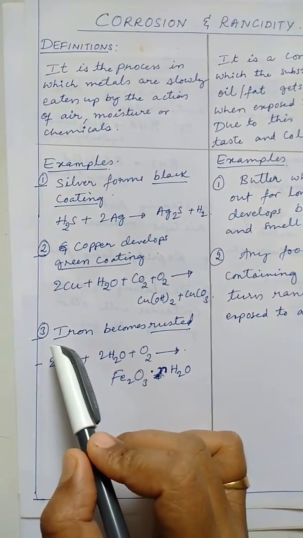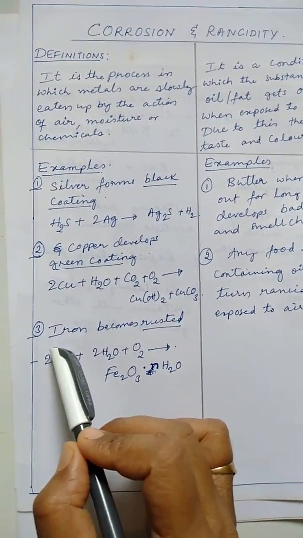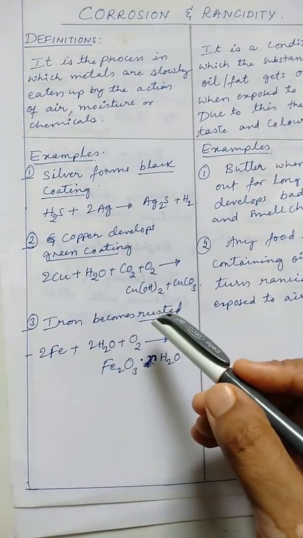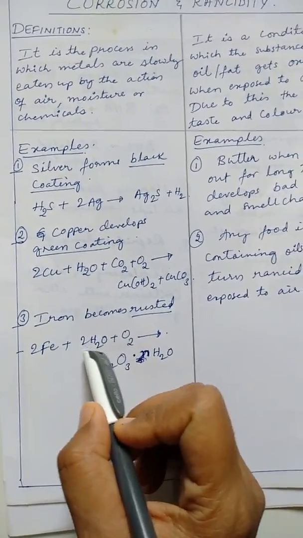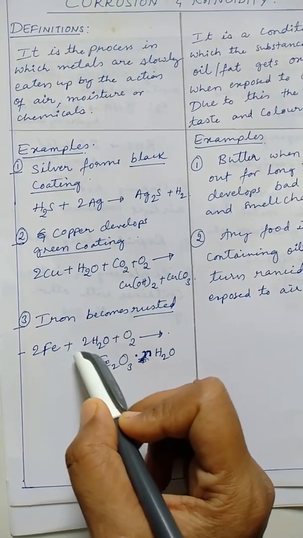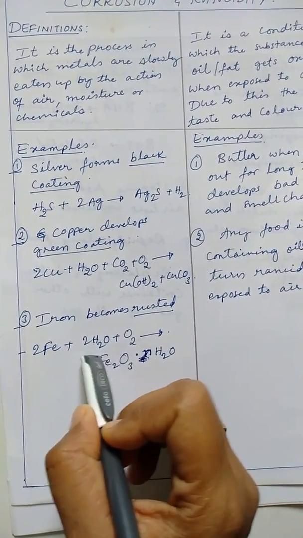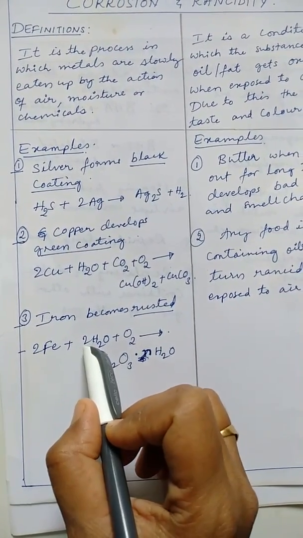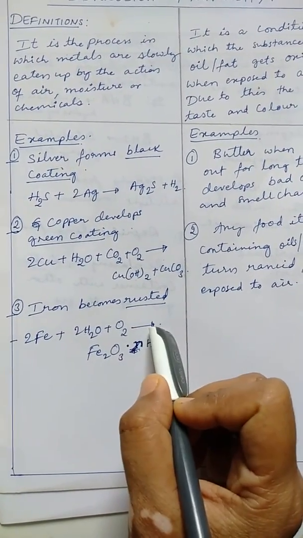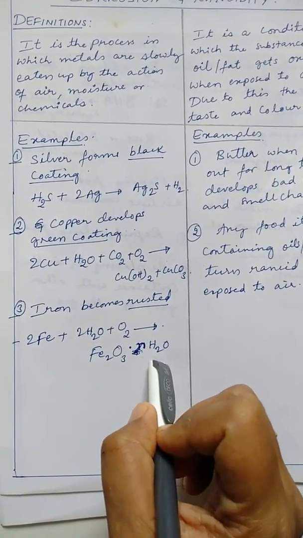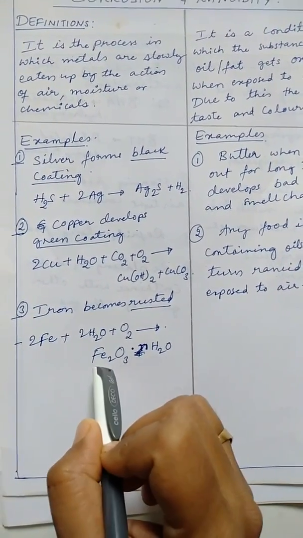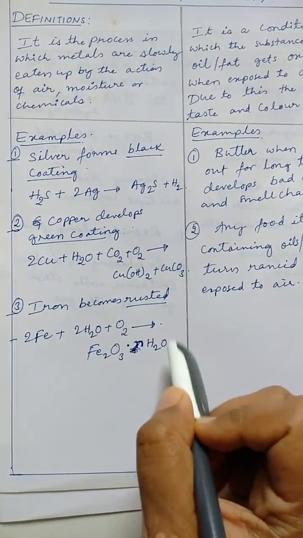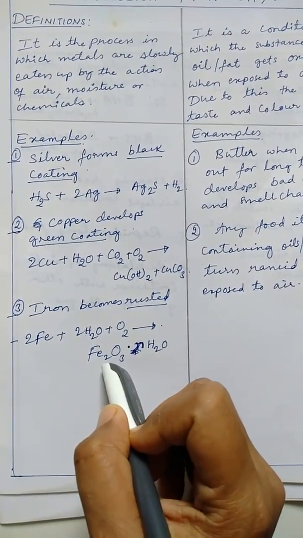As you are well aware, with the corrosion of iron, iron becomes rusted when it is exposed to damp air. What do you mean by damp air? Damp air contains oxygen as well as some moisture. So when iron comes in contact with moisture and oxygen, it forms rust. What is the formula of rust? It is Fe2O3.nH2O. It has some water molecules attached in the structure.